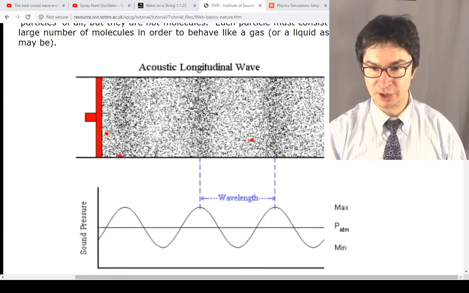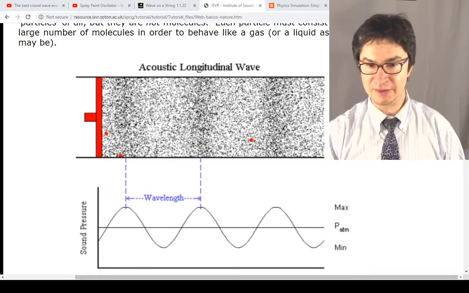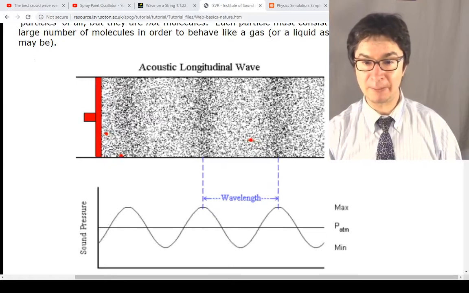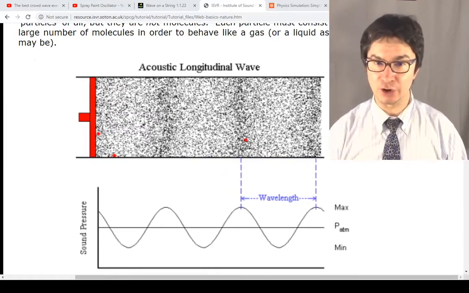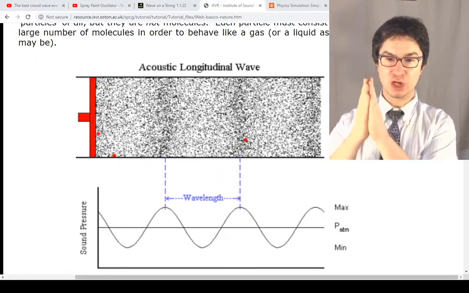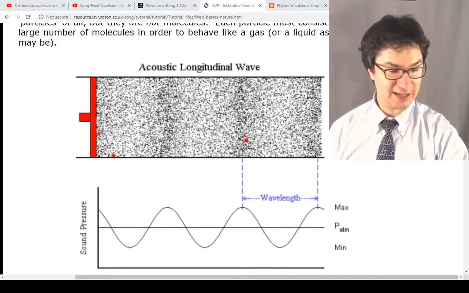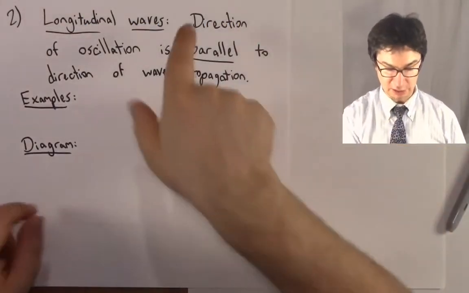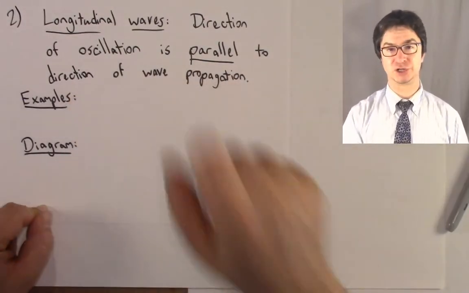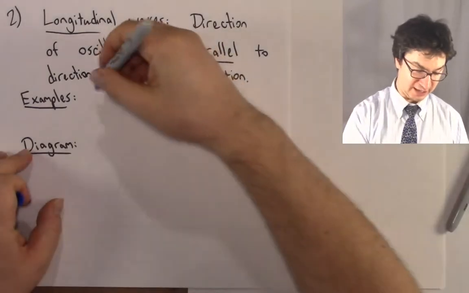These ripples of air molecules that are condensed by the speaker are propagating through space. Now look at the angle. The speaker head is oscillating sideways, the wave is traveling sideways, and that's how we get to the conclusion that a longitudinal wave has a direction of oscillation parallel to the direction of wave propagation. So the most common example of a longitudinal wave is sound.